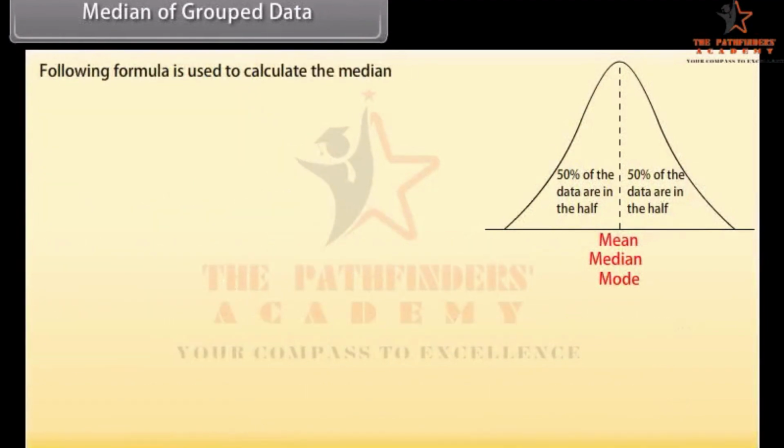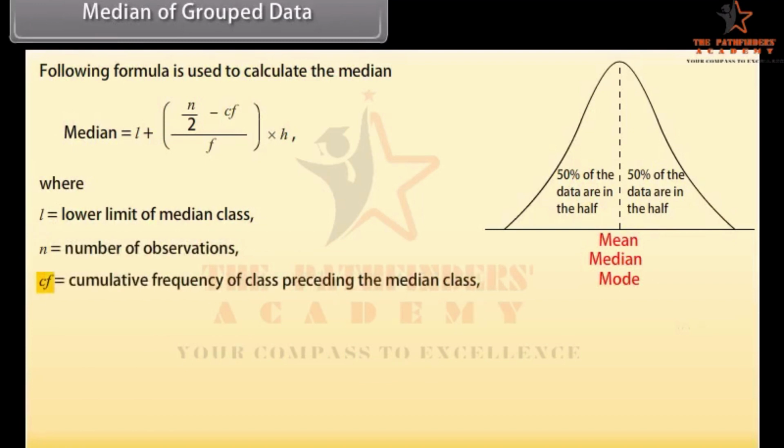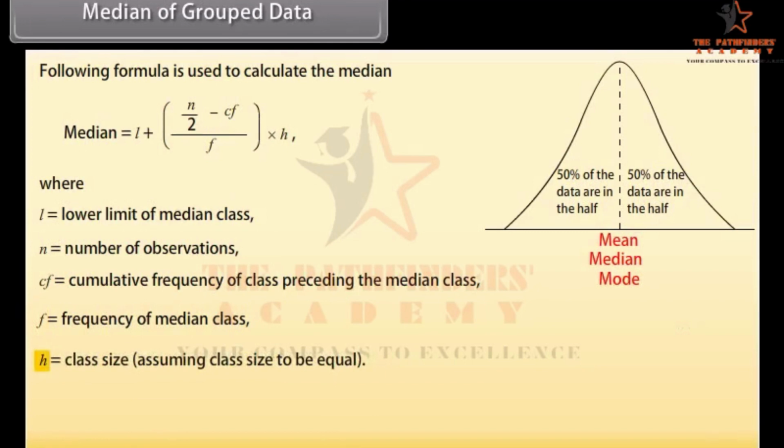Following formula is used to calculate the median: L plus ((n by 2 minus CF) divided by F) multiplied by H, where L is equal to lower limit of median class, n equals number of observations, CF equals cumulative frequency of class preceding the median class, F equals frequency of median class, H equals class size, assuming class size to be equal.